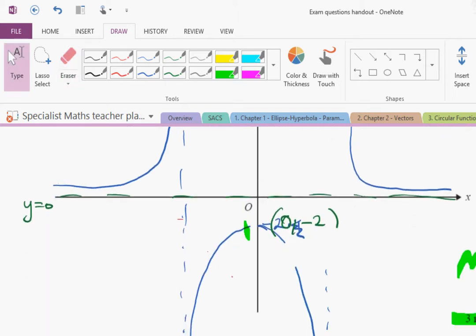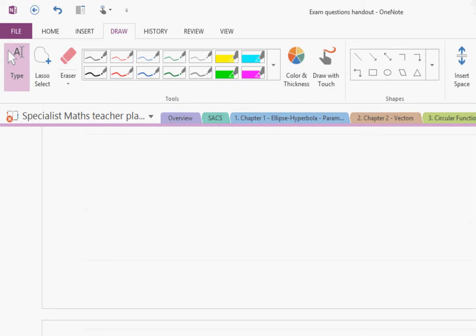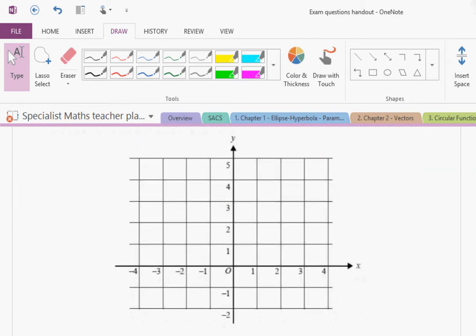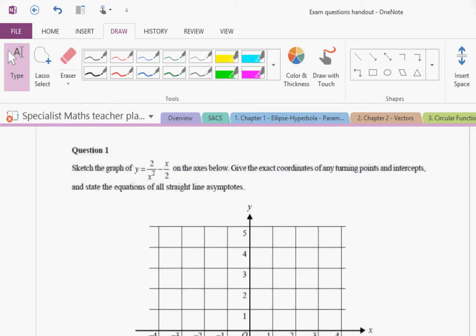All right, so far, hopefully so good. Let's go through this question now. This question was poorly done. It's worth 5 marks. It says, sketch the graph of y equals 2 on x squared minus x on 2. First of all, I'll get you to pause it. Can I get a show of hands of students that have already attempted this? Okay, good. So that's most of you. So I'm going to go through it now.